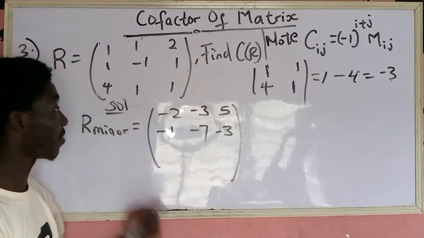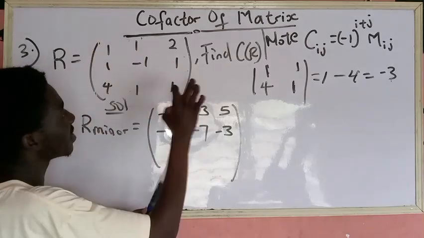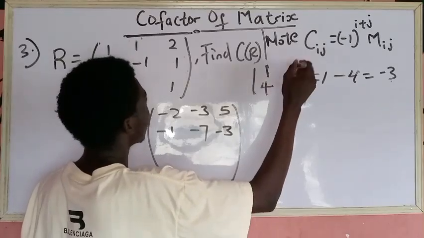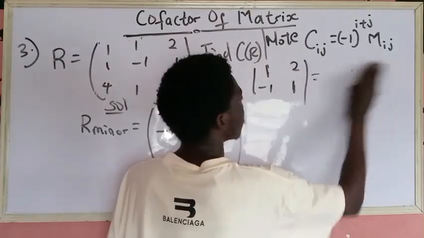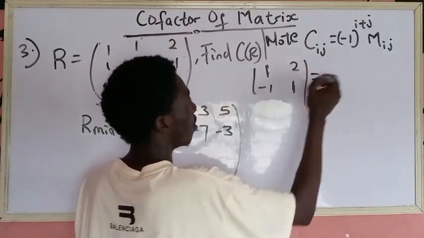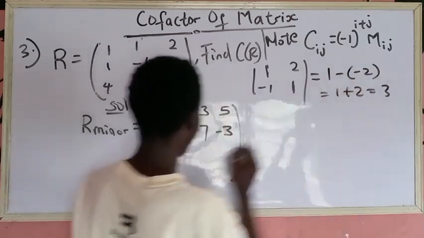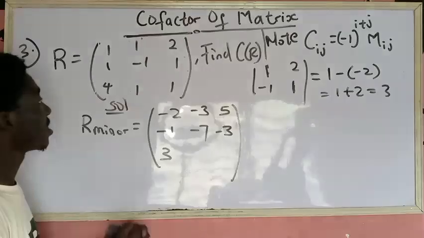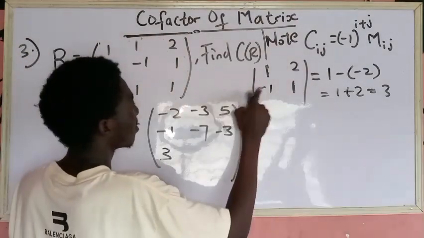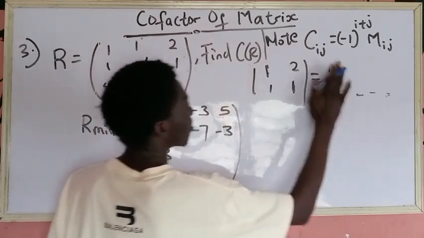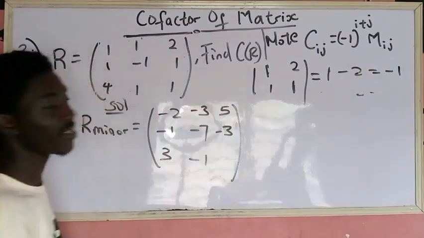I check the minor of the matrix. Next one. For 4 blocks this column, blocks this row. This and this. 1, 2, minus 1 and 1. Minus 1 and 1. 1 minus 2, and that is 3. Can you see that? That gives us 3. Next one. 1 blocks this column and this row. 1, 2, 1 and 1. 1 times 1 is 1. Minus 2. Minus 1. Minus 1.